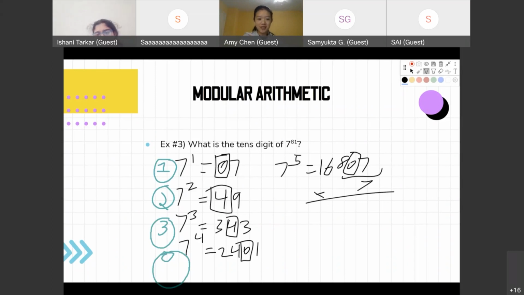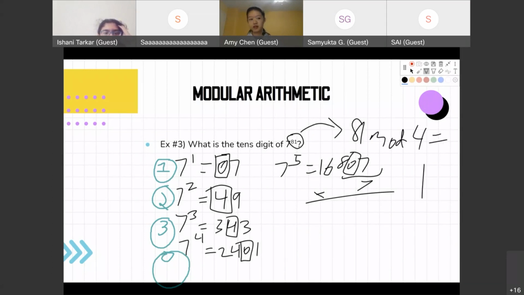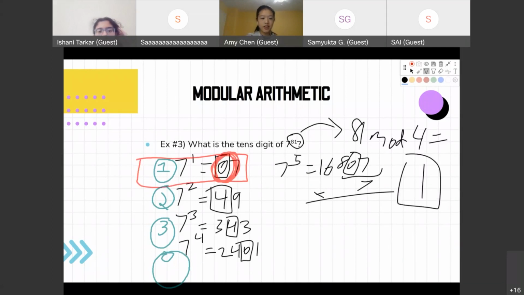So in fact, the pattern of tens digits is 0440. It's not 4400, it's 0440. And now we just use the mod trick. We find the remainder when dividing by 4, since this pattern has 4 terms, even though two of them are the same. We still have to use 4 because it's repeating every 4. So 81 mod 4 is 1, because the remainder when 81 is divided by 4 is just 1. So therefore, it's the first one.